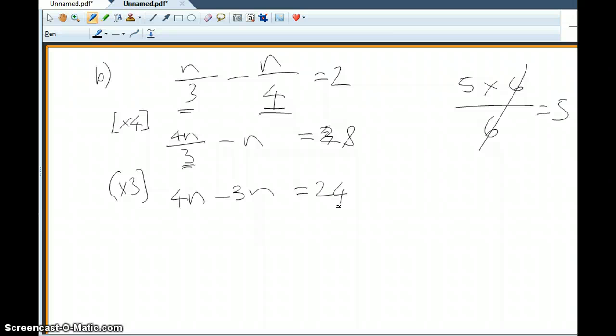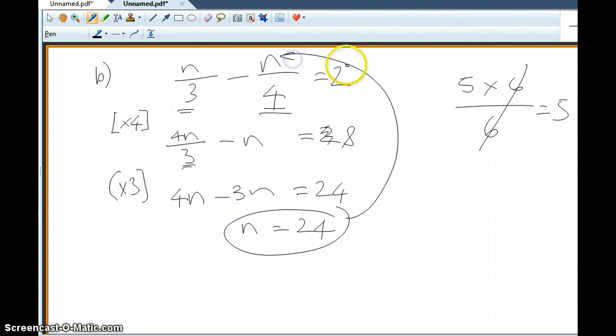Can anyone see what the answer is? Molly? n equals 24. Correct. It's like 1n equals 24. So we can check our answer. 24 divided by 3? 8. And 24 divided by 4? 6. 8 minus 6? 2. Works the same. 24 is the answer.